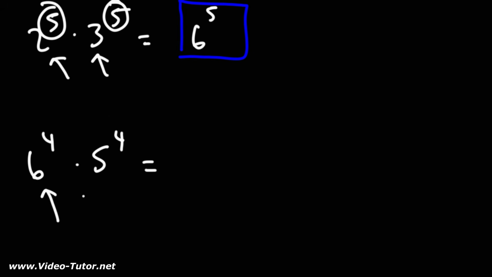For the next one, 6 times 5 is 30. So this is going to be 30 raised to the 4th power.